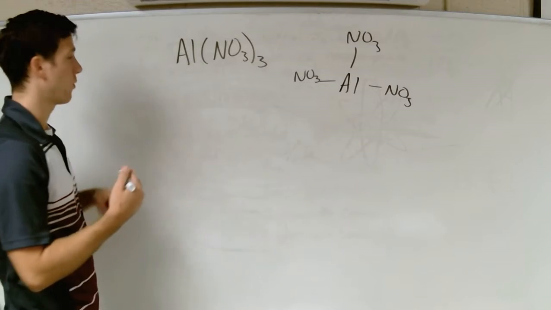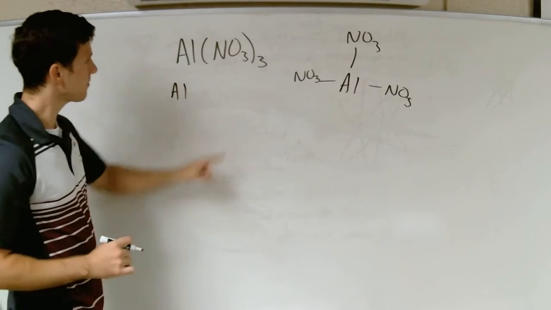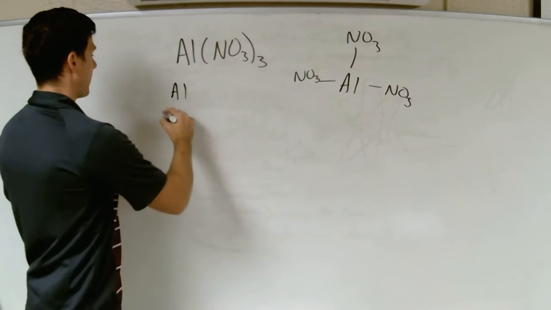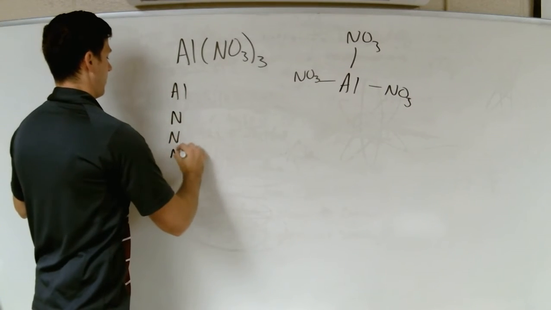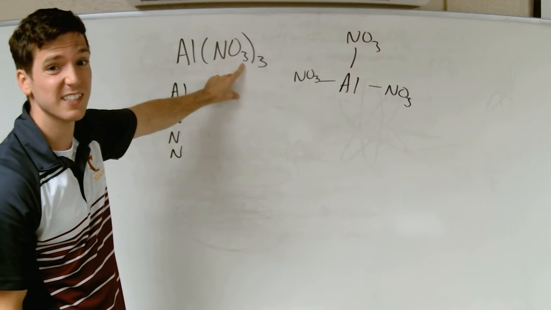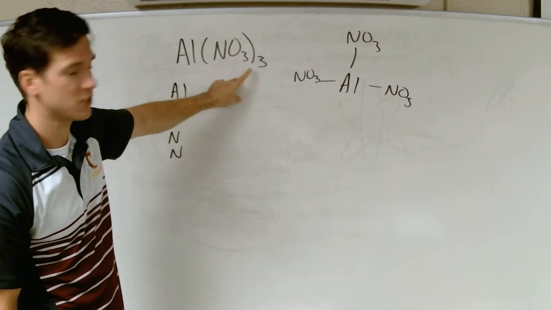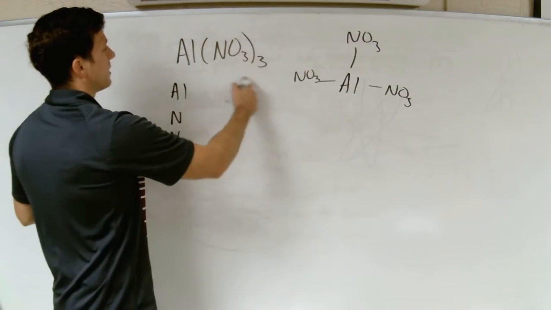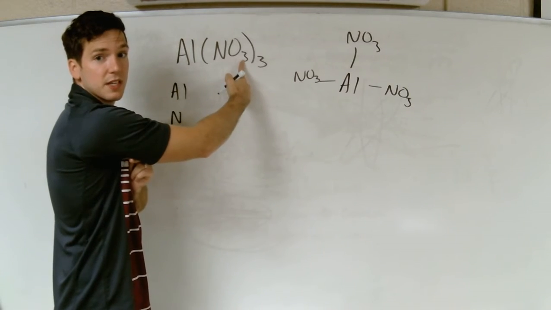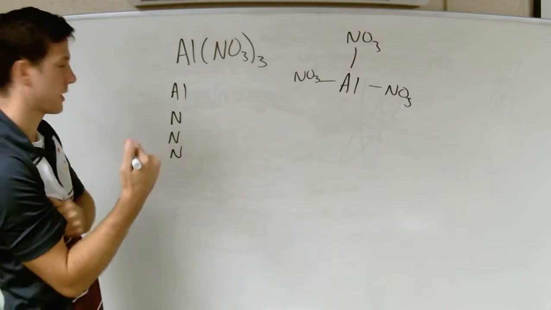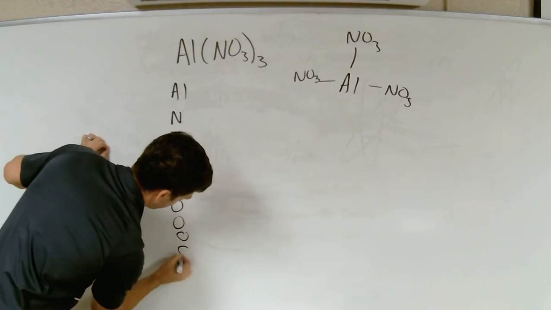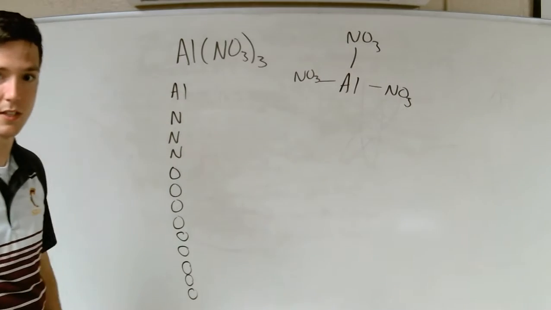So we have 1 aluminum. I distribute that 3 through into these parentheses. So I have 3 nitrogens, and not 3 oxygens, not 6 oxygens, but 9 oxygens. We multiply it, right? 3 times 1 is 3, 3 times 3 is 9. We have 9 oxygens. 1, 2, 3, 4, 5, 6, 7, 8, 9, all the way down to the bottom.